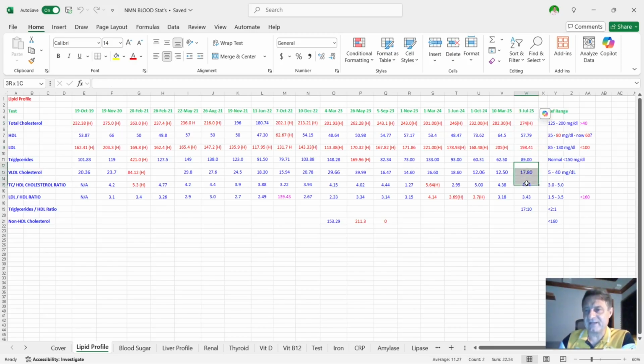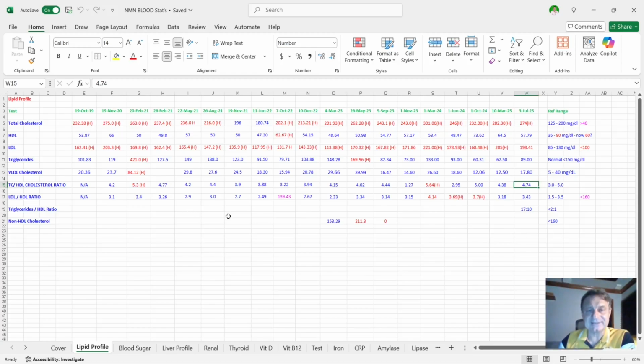But you see that everything else that has to do with cholesterol is well within range. My triglycerides, 89, that's well under 150. My VLDL cholesterol is 17.80, well below the 40, which is the upper limit. Again, because my total cholesterol is high, my total cholesterol and HDL ratio is within range. Only just, that said, 4.74, and the upper limit is 5.